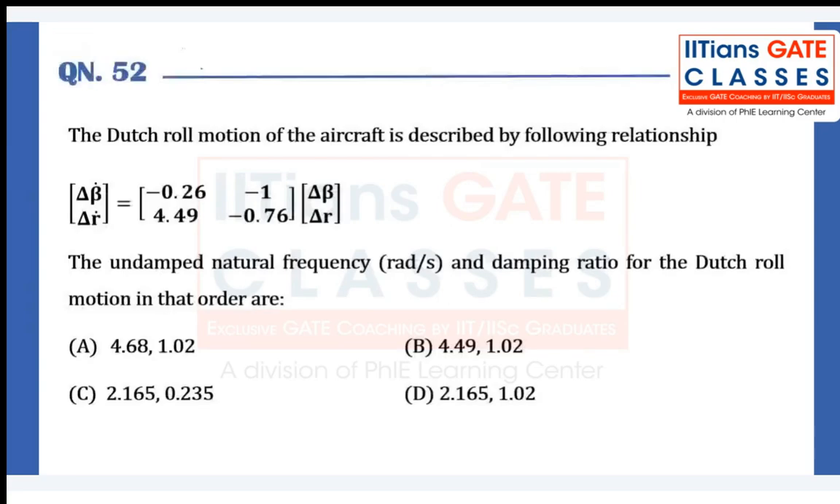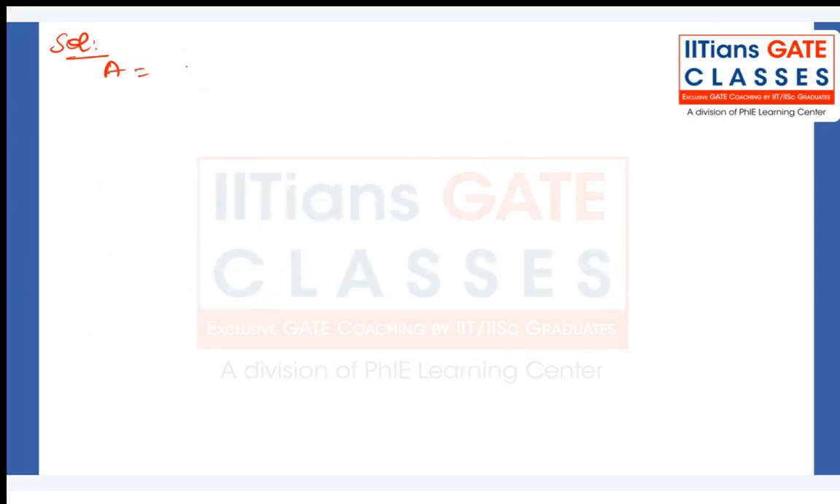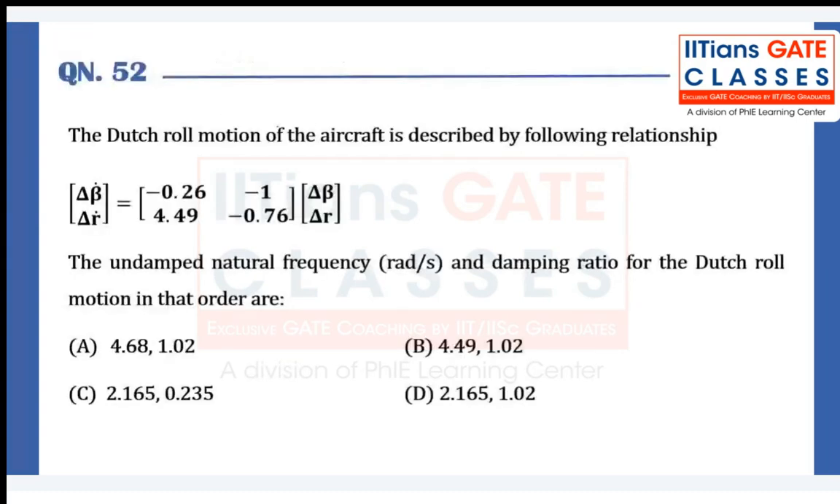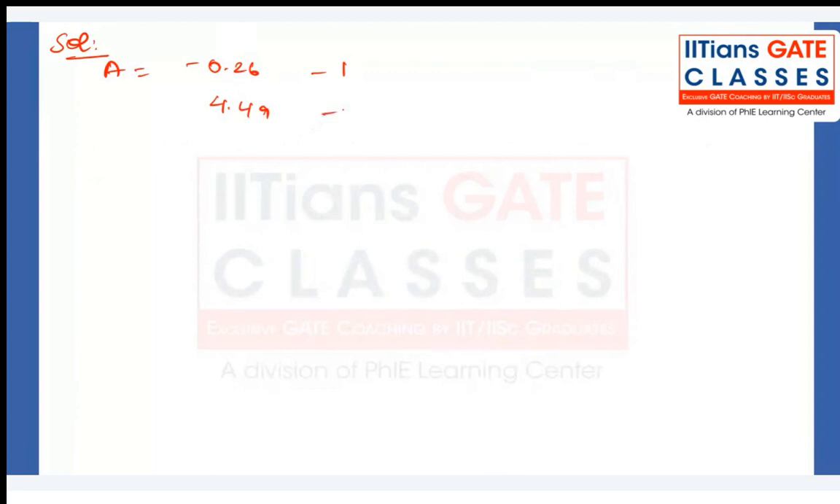So what is the matrix? It is basically minus 0.26, minus 1. I think you have a 4.49. And what else? Minus 0.76.